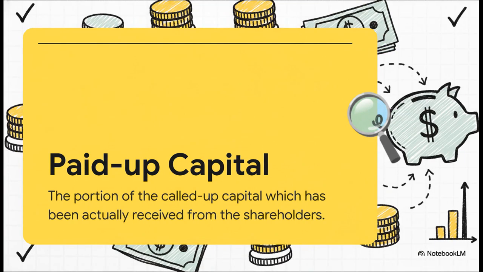And then we come to what really matters. Subscribed capital is what the public agrees to buy. But the king of all capitals is the paid-up capital. As the name says, this is the money that has actually been paid by the shareholders. This is the real hard cash that lands in the company's bank account. This is the treasure that's actually inside the chest.